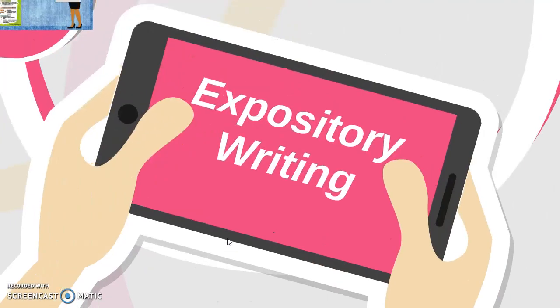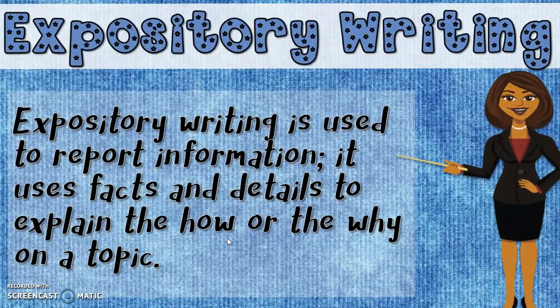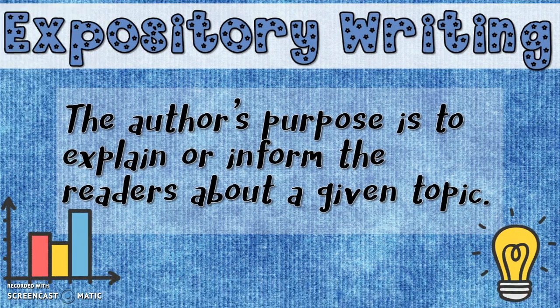Time for expository writing. Here we go. So for expository writing, ladies and gentlemen, basically it is used to report information. It's actually the umbrella of informational writing. Information goes under expository writing. Use facts and details, and you can explain how about a topic, why, or even what. The author's purpose of expository writing is to explain and to inform the readers about the topic that you're reading about.